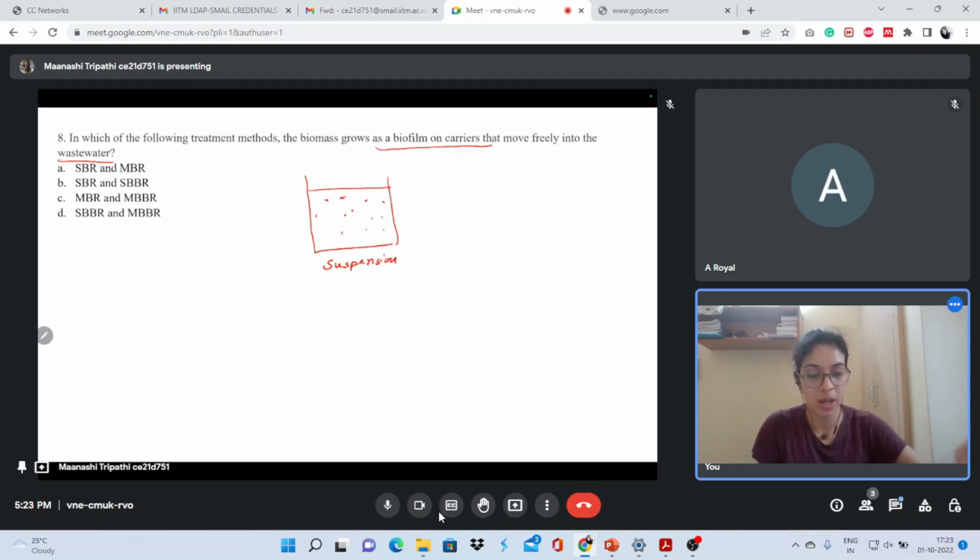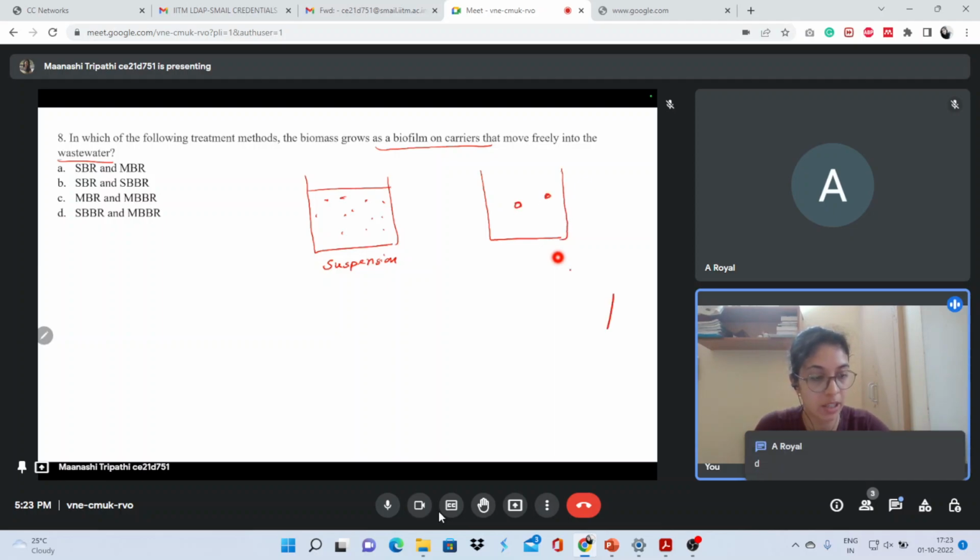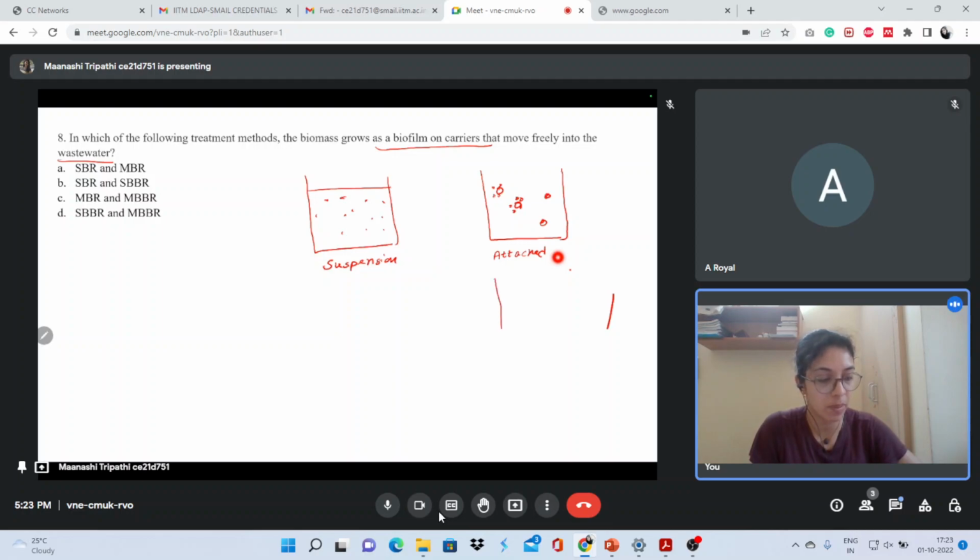Now, what is attached growth? In this there will be some media, some plastic media or any kind of media, and biomass will grow on them. So this is what we call attached. It can be like this, or it can be in the form of a filter. This thing is filled with media and the biomass is growing around them. Packed. This one is packed. So both of these systems are attached.